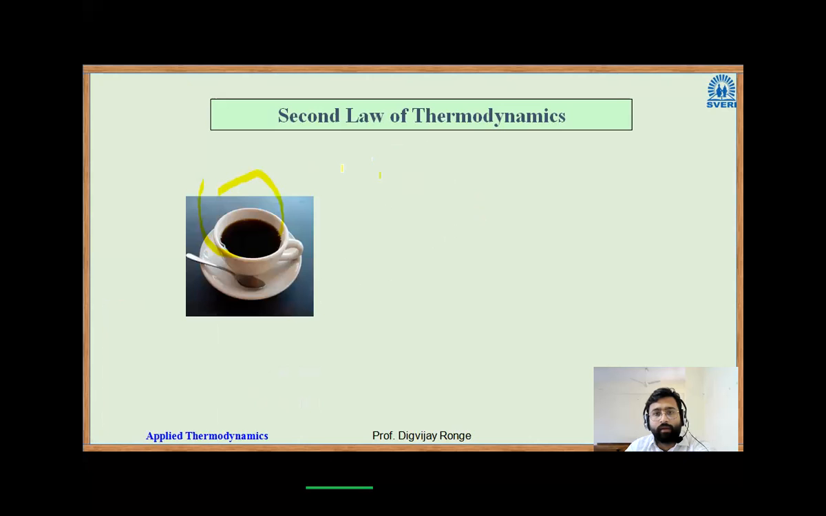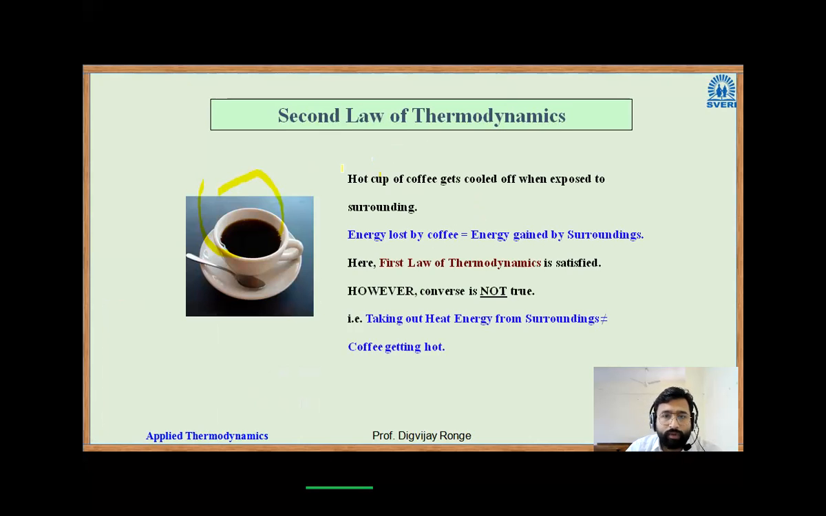Okay. So we started last lecture with the limitations of the first law. By the first law we have seen some new examples. So this was one of the examples. This is the example of heat loss by a cup of tea. Now this is a cup of tea. Let us say it is very hot. Heat loss by this cup of tea to the surrounding, that is possible.